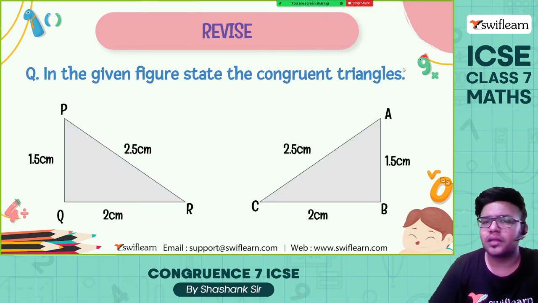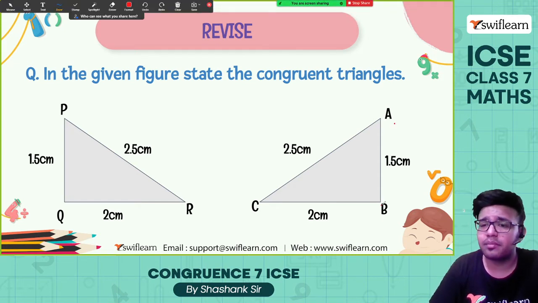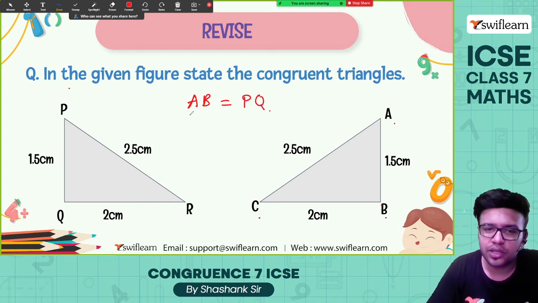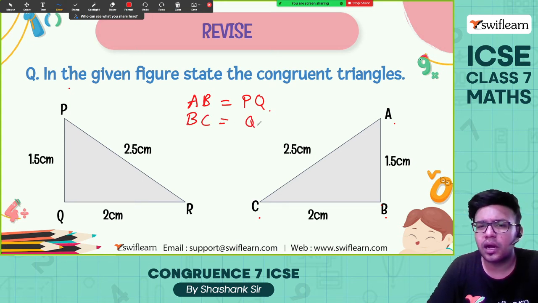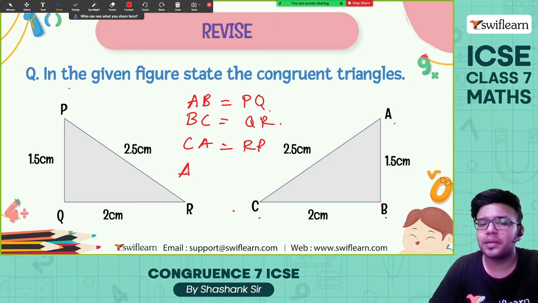Now, in the given figure, state the congruent triangles. See, the length AB is equal to the length PQ. In triangle ABC and triangle PQR, AB is equal to PQ, BC is equal to QR and CA is equal to RP. I have taken this in order. So, what does this imply? This implies triangle ABC is congruent to triangle PQR.